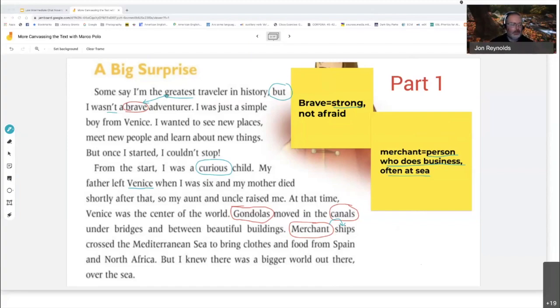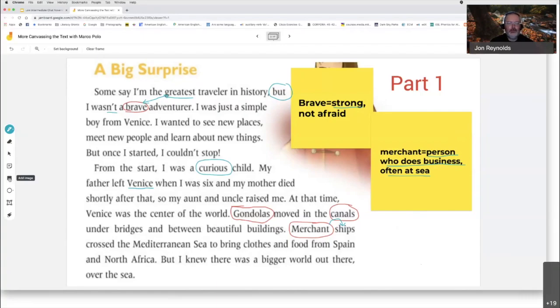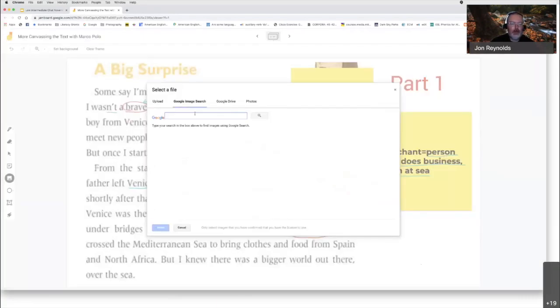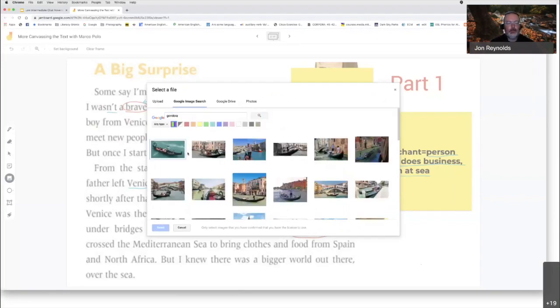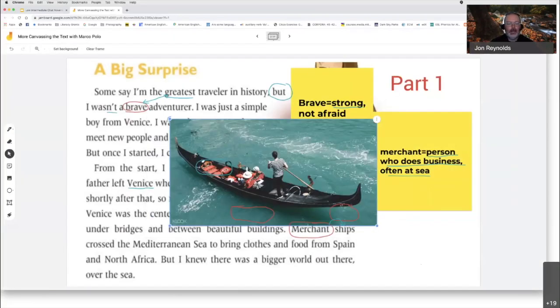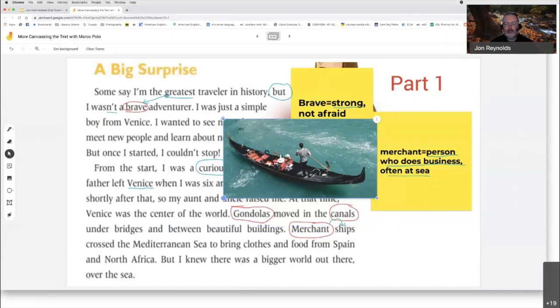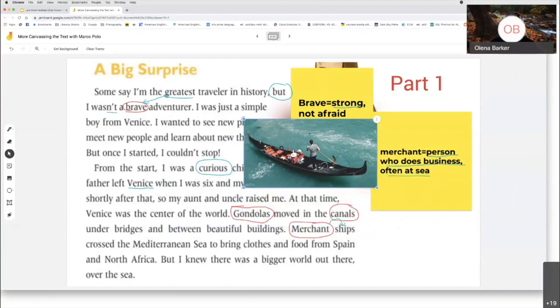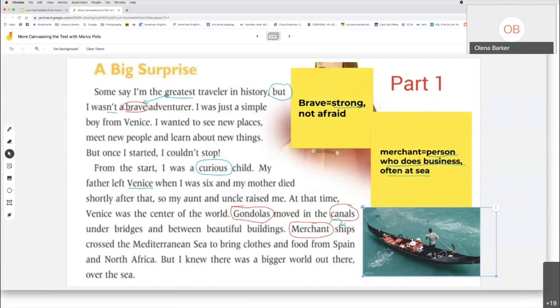Thank you. Now, of course, Olena, it's hard sometimes when we have to describe it. So, for example, what if we actually look at a picture? Sometimes a picture can help us. So I'm going to put this picture here on the screen. Aha! Is this what you're talking about, Olena? Is this a gondola? Yes. Have you been on a gondola before, Olena? No, I haven't been.